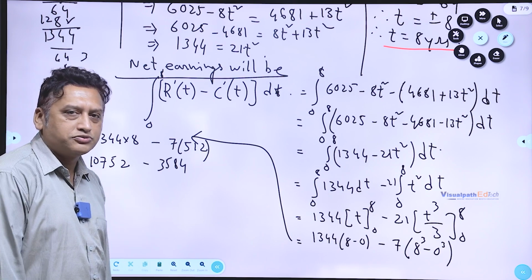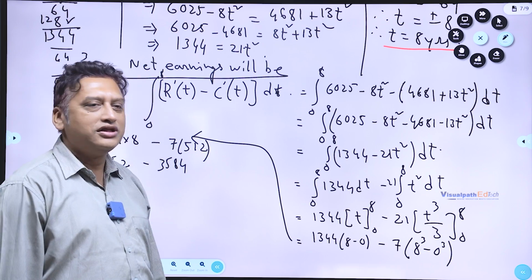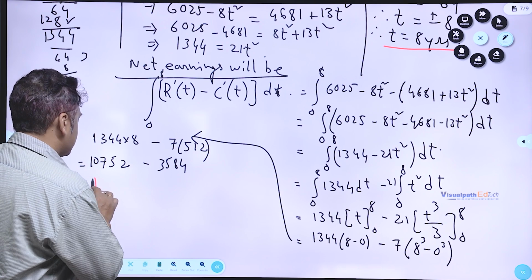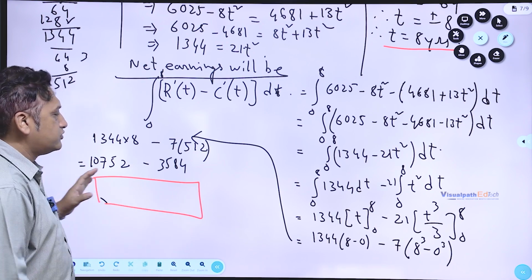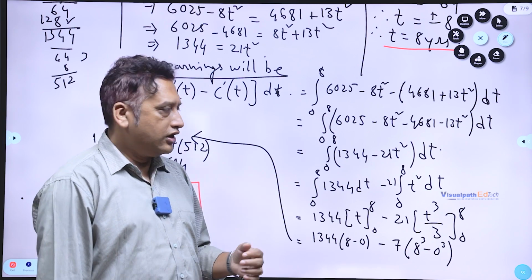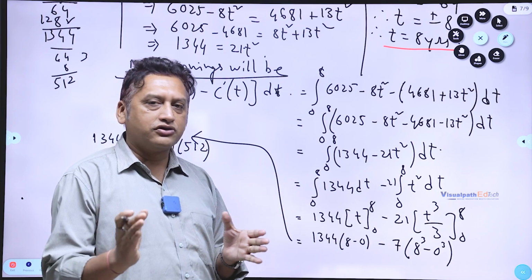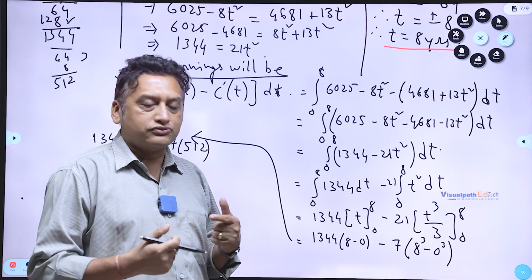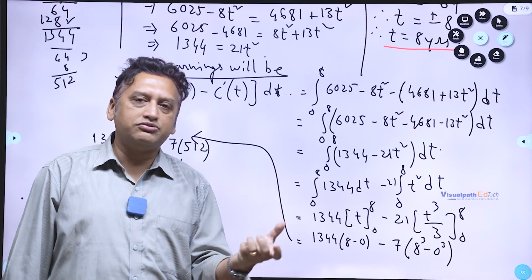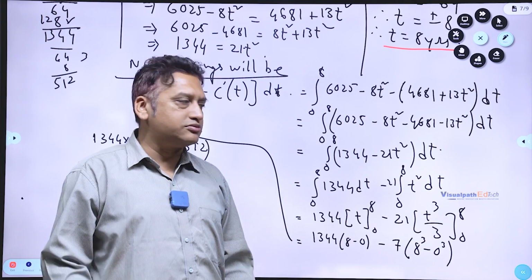We'll not do the subtraction. Subtraction will be your part. If you have understood the sum and you have done the calculations, please do the subtraction and find out the answer. There's a box here for you all to do the subtraction. So this is how we can calculate the net earnings, which will be the difference of revenue and cost over a period of 8 years. Why 8 years? Because we have already calculated previously and found that the machine can be used for 8 years, ensuring that we get profitability. We can't use it beyond that.